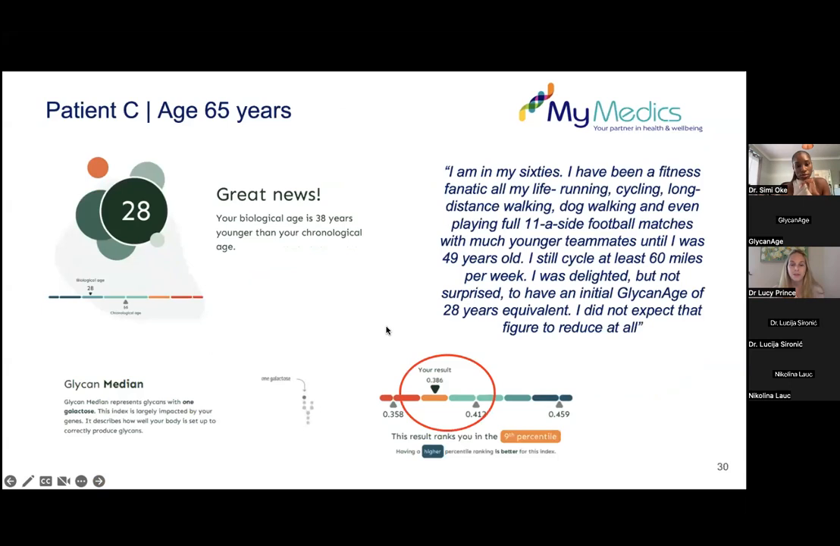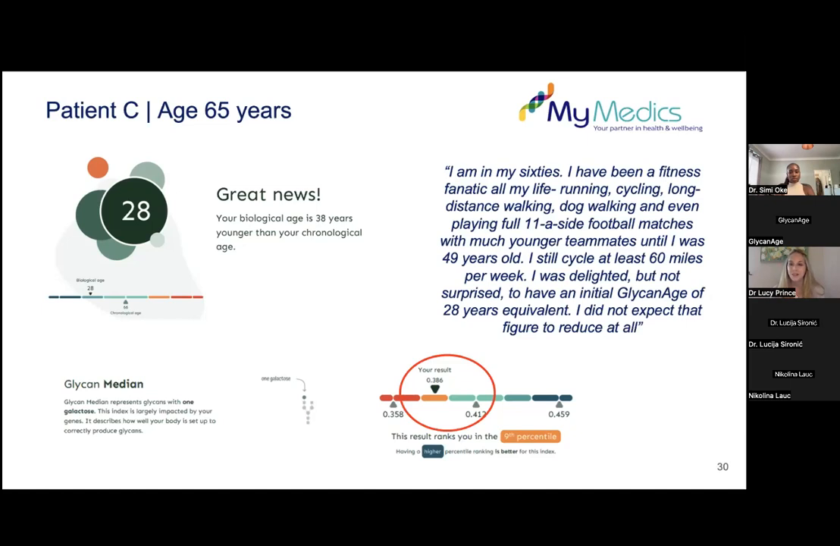And the third patient that I wanted to share with you was a 65-year-old gentleman who throughout his life had, again, really prioritized his health and his fitness, as you can see from his comments here. Running, cycling, long distance walking, dog walking, very active, football player, fit and well, non-smoker, no established disease. So he said that he was delighted but wasn't surprised to have an initial glycan age score significantly younger than his chronological age. He was 28 years younger on his baseline glycan age.